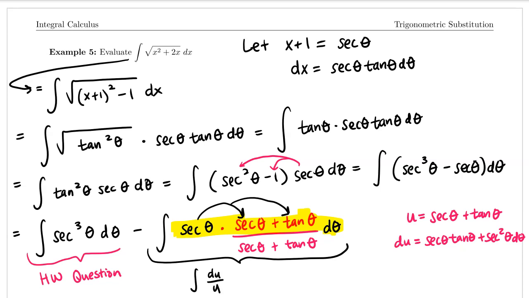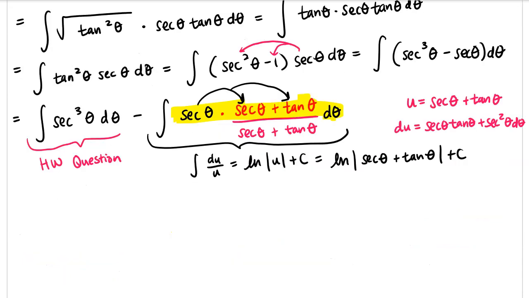So now this integral here is getting replaced with du over, and then our denominator happens to be u. And we've done this several times now. This is equal to the natural log of the absolute value of u plus c. And then I can go ahead and sub in my u value. So I get the natural log of the absolute value of secant of theta plus tangent of theta, and then plus c.